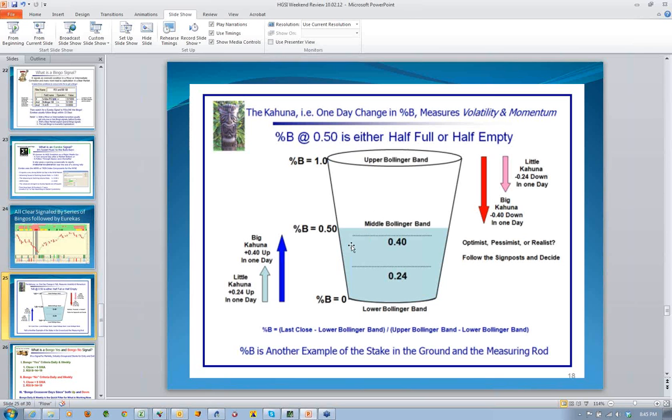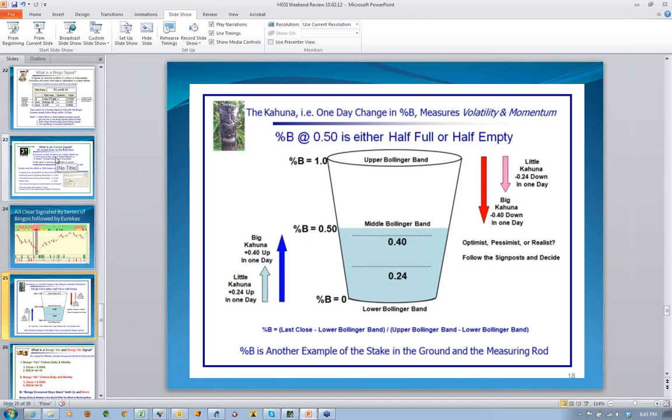If it moves 50%, that's a really unusual day, occurring only several times a year on a major index or a stock. So we look at the Kahunas, the little and the big one up and the little and the big one down, as additional momentum indicators with HGSI.